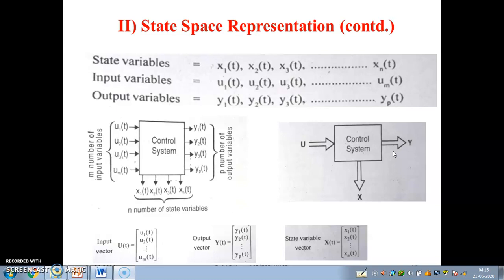State variable vector is given by the column matrix x of t is equal to x1 of t, x2 of t till xn of t. The different variables are represented by the vectors or column matrix as shown.